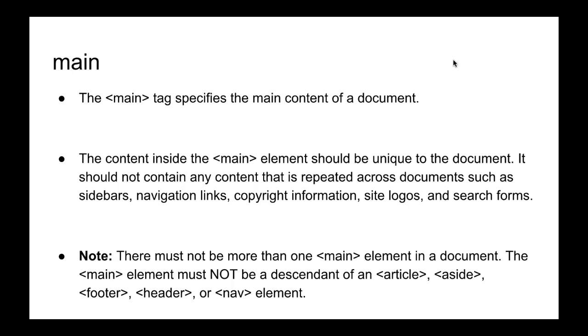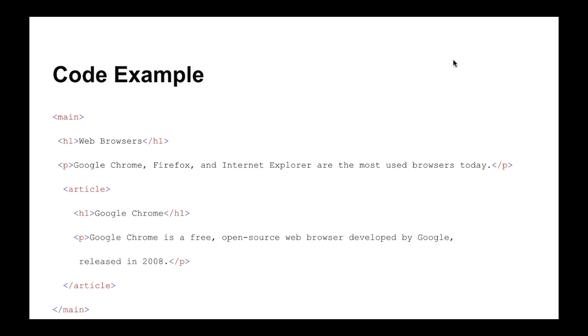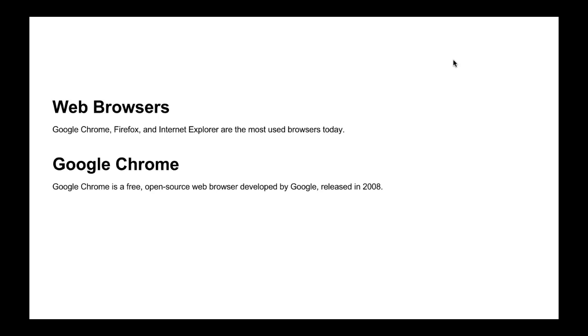and search forms. There must not be more than one main element in a document. The main element must not be a descendant of an article, aside, footer, or header element. This is the main code example, and this is how it looks.